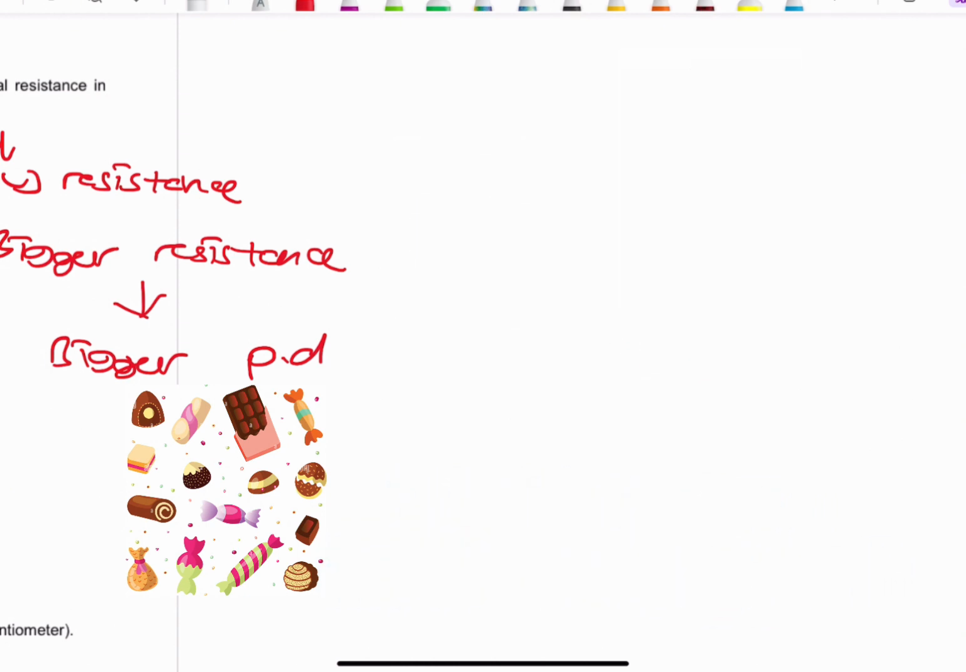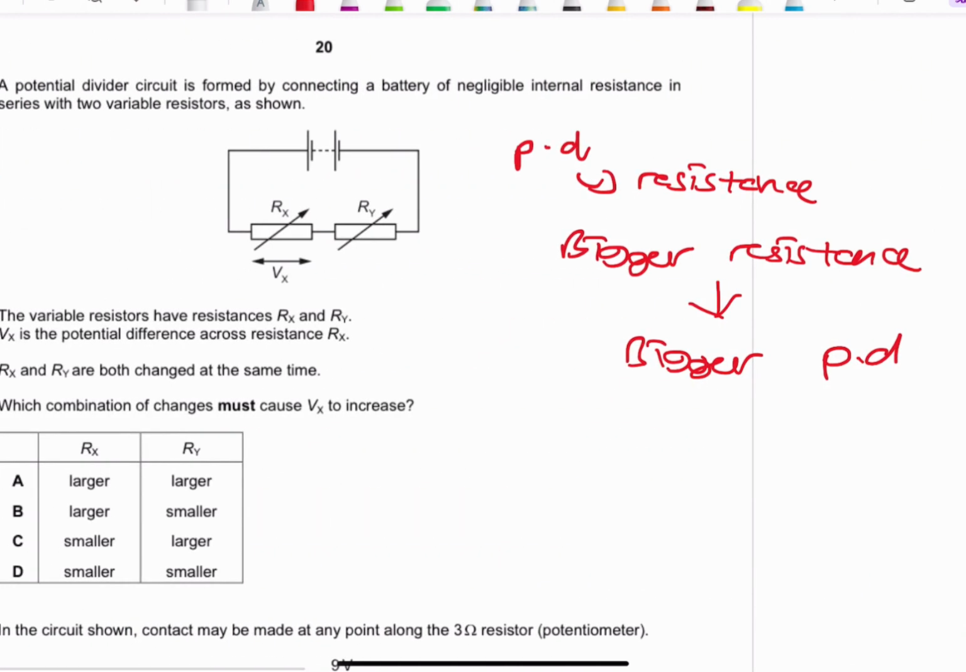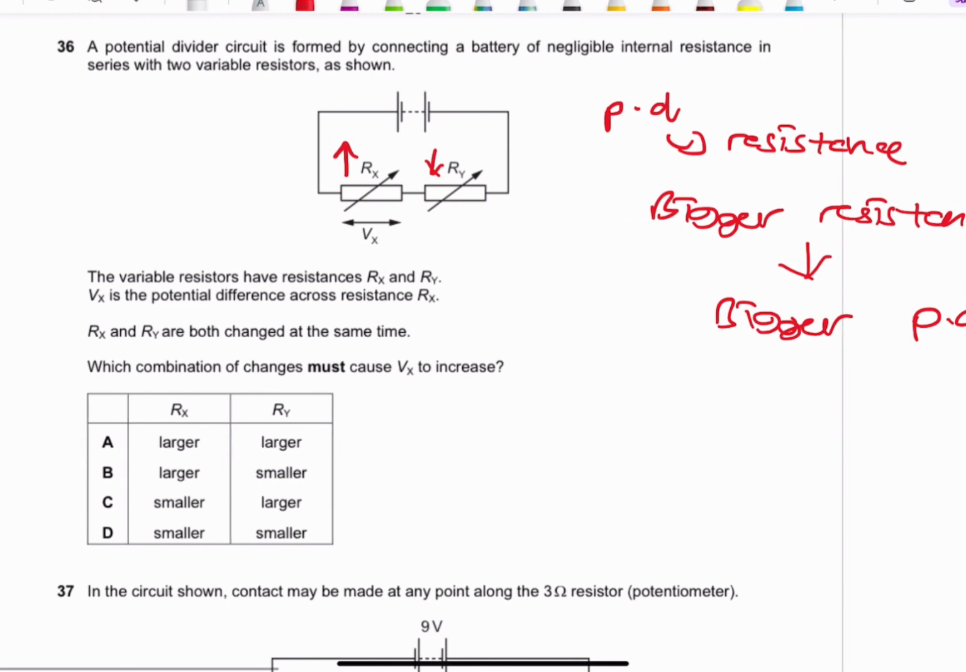You could ask, why not current? Why not the height? But the criterion has been set. It's going to be their age. In a similar way, the criterion is already set. It's resistance. The bigger the resistance you get, the greater the potential difference you're going to get. So basically, if I increase Rx, that will cause Vx to increase. But if I increase Rx, Ry must also be smaller. So Rx is going to be larger and Ry is going to be smaller.